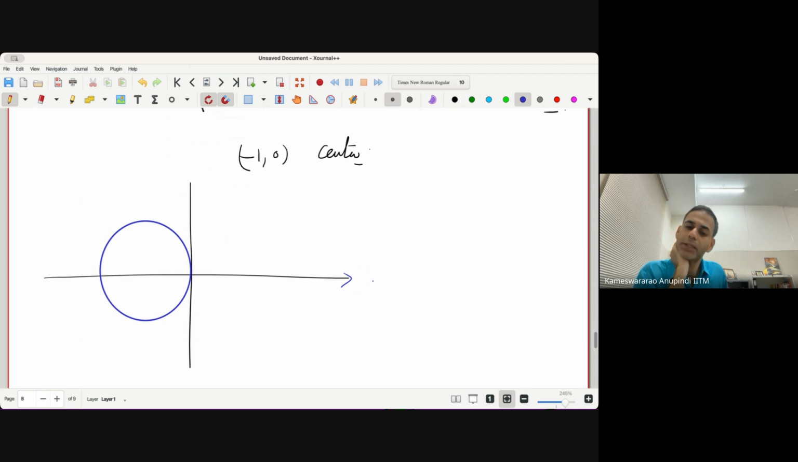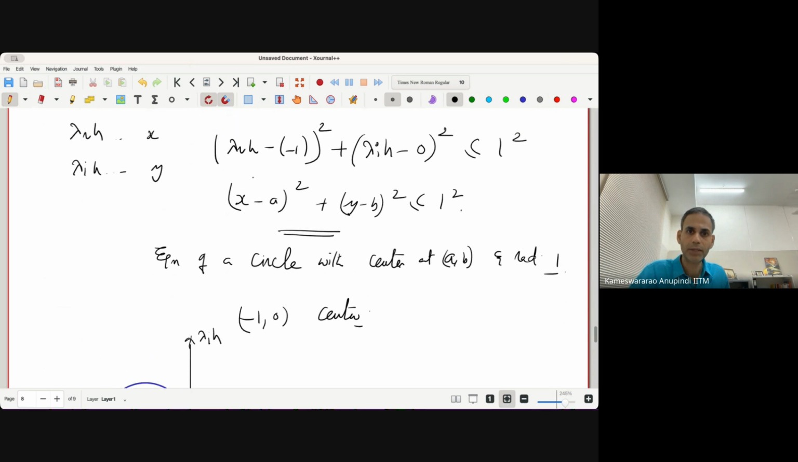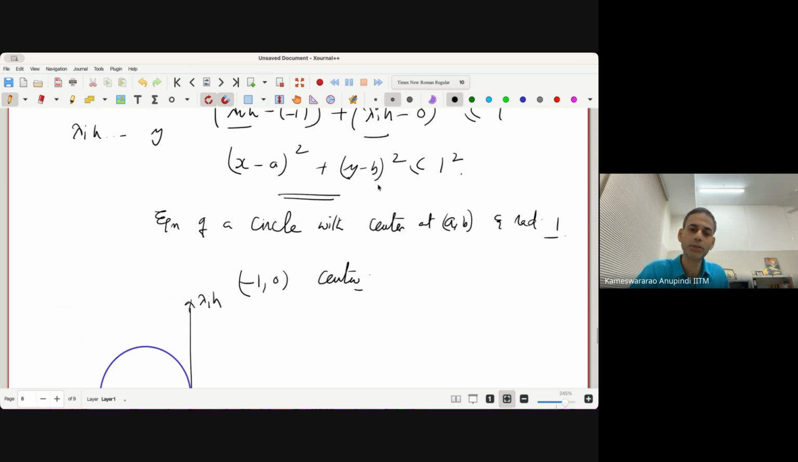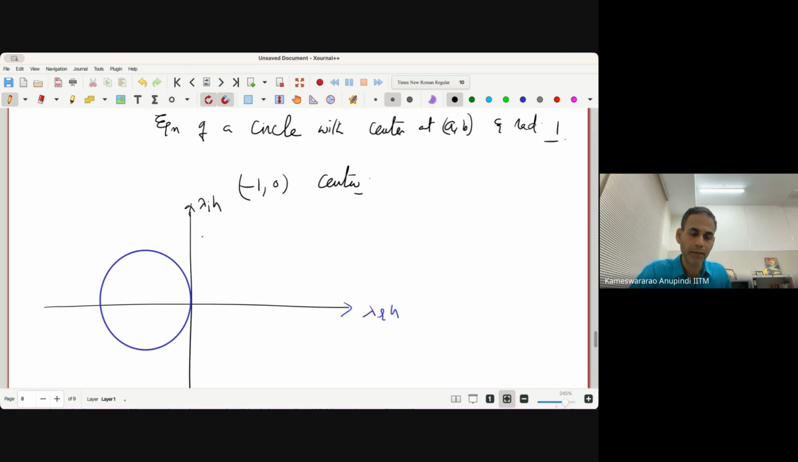Real axis is basically lambda r times h. The y-axis I have chosen to be lambda I times h, right? That is what my x and y are, right? X is lambda r h, and y is lambda I h. On this diagram, I have this circle.